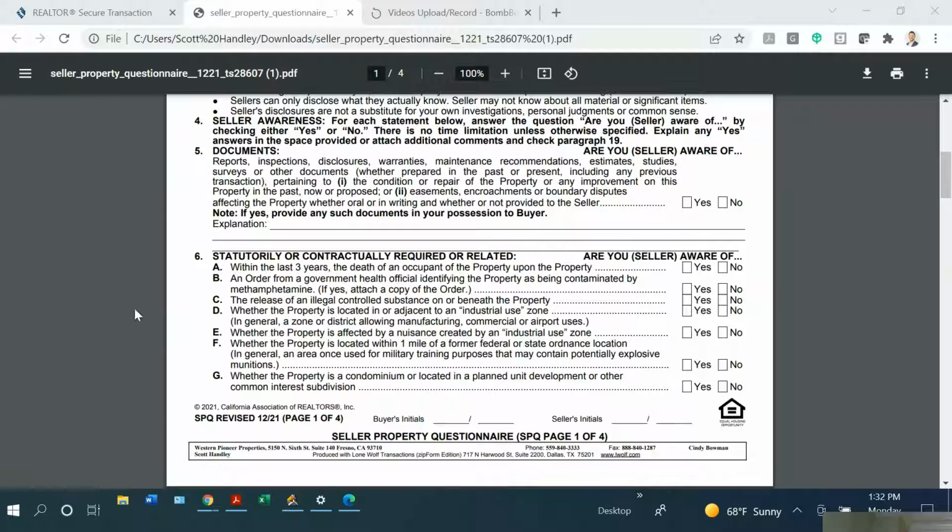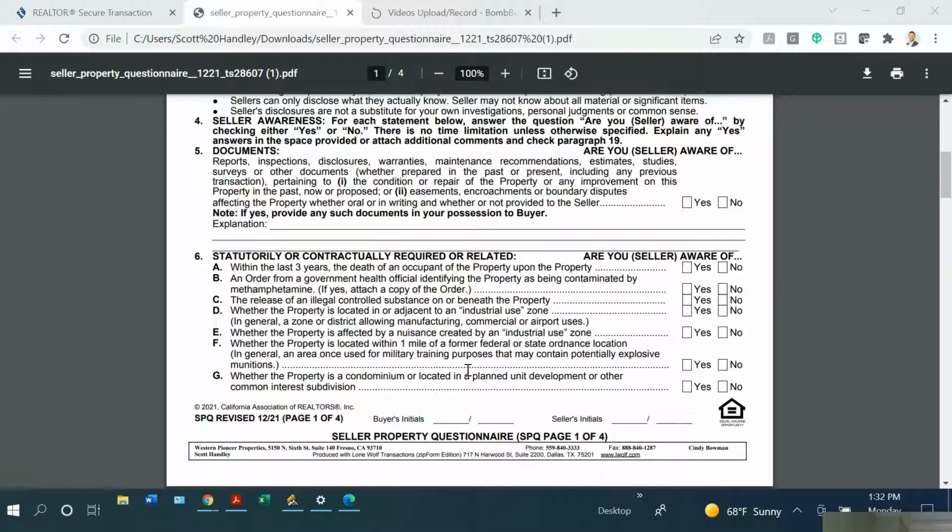Number 6B, an order from a government health official identifying the property as being contaminated with methamphetamine. Well, guys, we are in Fresno, so that has come up in the past, where there are some people cooking with some chemicals that could be a huge health hazard to a potential buyer. So if you know that, please make sure that you are marking yes. But if you have no knowledge, make sure you mark no.